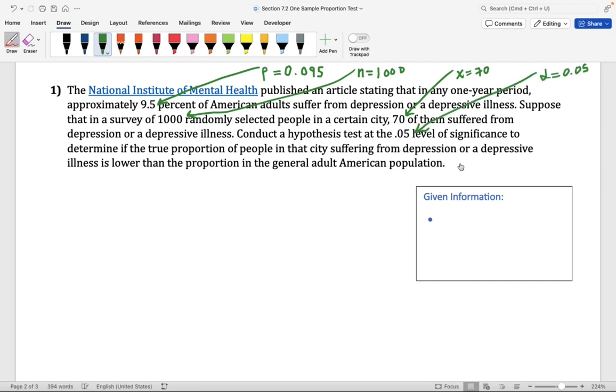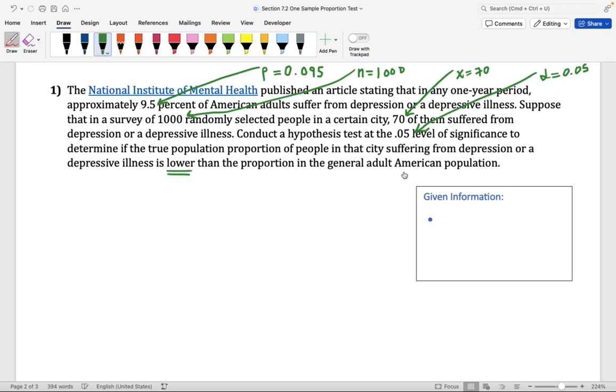We're conducting this hypothesis test to determine if the true population of people in the city suffering from depression or a depressive illness is lower than the proportion in the general adult American population. This last part here is going to help us write our alternative hypothesis.